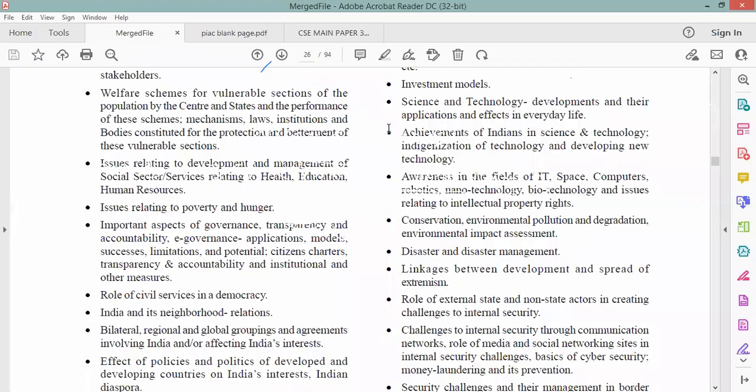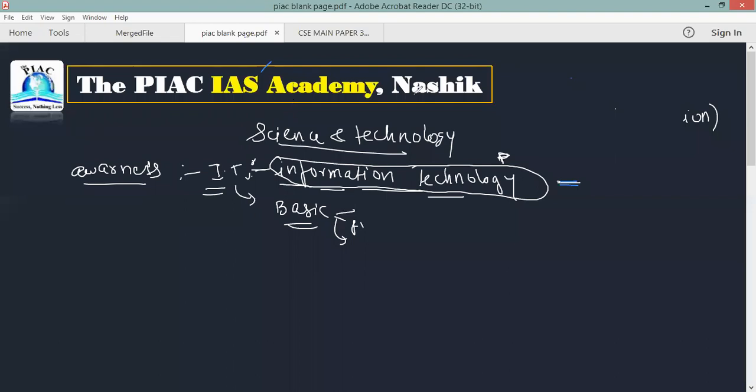Then the second is another field, which is space. The second important one is space technology. This is another emerging field that has now become important. Now what does space technology mean? It is the technology related to space exploration.